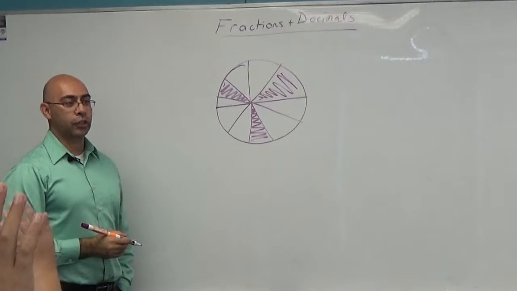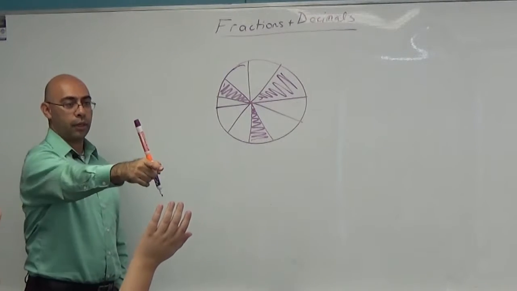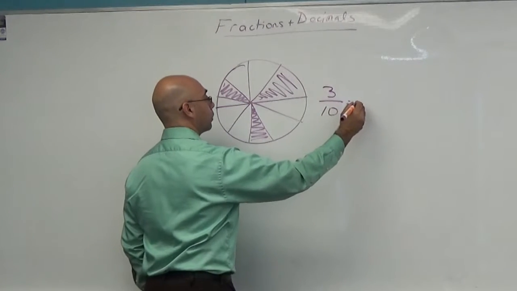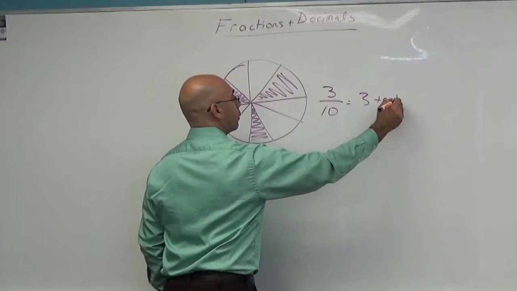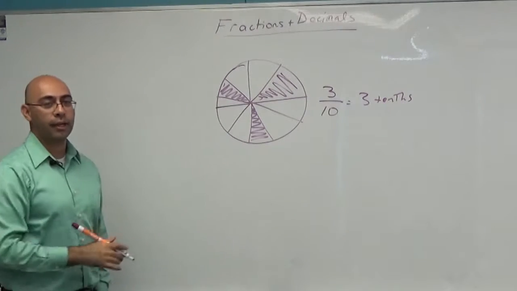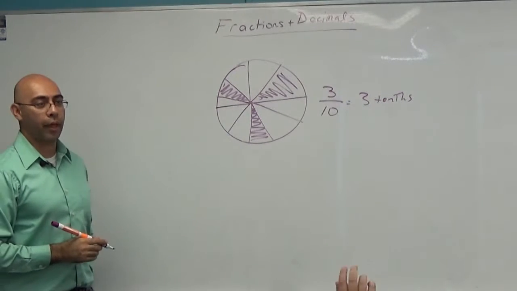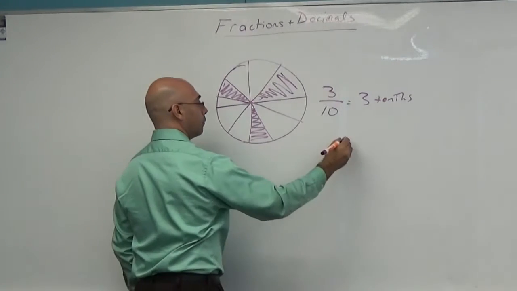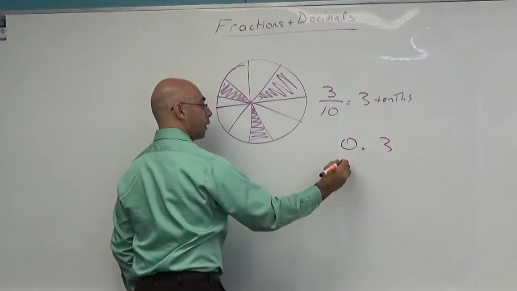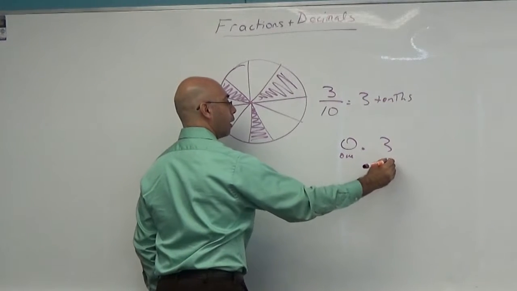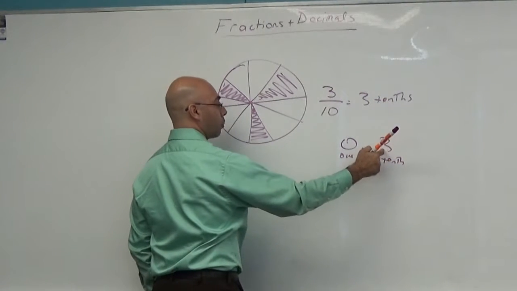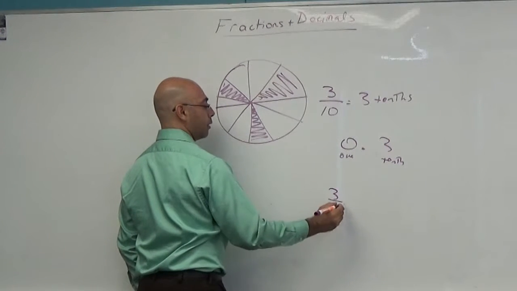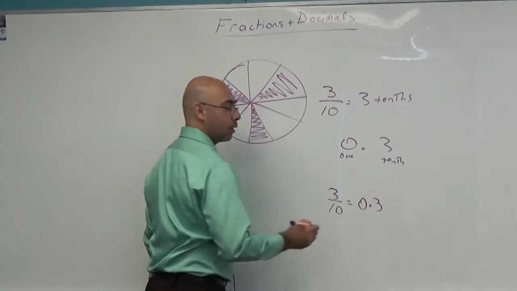How would I write that as a fraction? Yes, 3/10. All right, 3/10. Well, if that's the case, how would I write this as a decimal then? Yes, ma'am. 0.3. Let's check. That's the ones place. That's the 10th. Good. So you want the 3 in the 10th place. So yes, 3 over 10 is the same as 0.3.